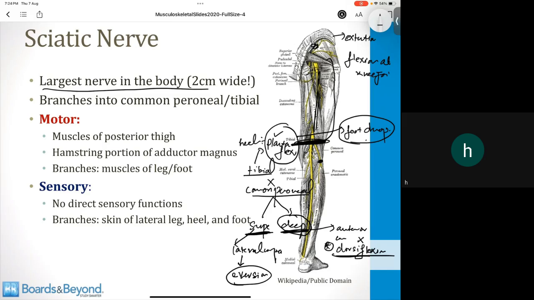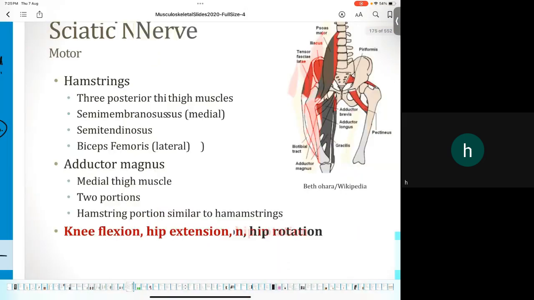You can see the muscles of the posterior thigh. We have the hamstring muscles and adductor magnus. A little portion of adductor magnus is also known as the hamstring portion, acting as a hamstring muscle, leading to extension at the hip joint and flexion at the knee joint, so it is also supplied by the sciatic nerve.